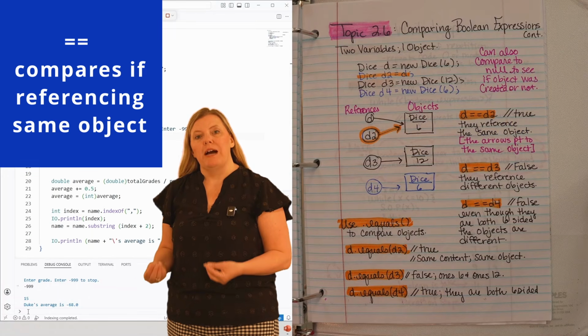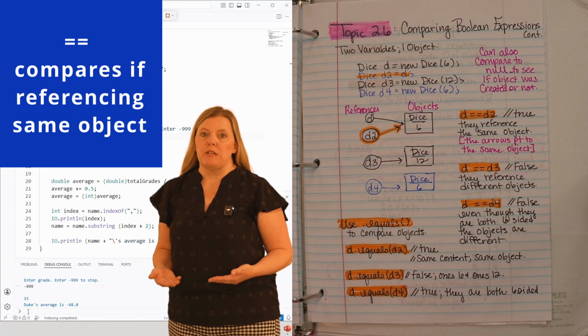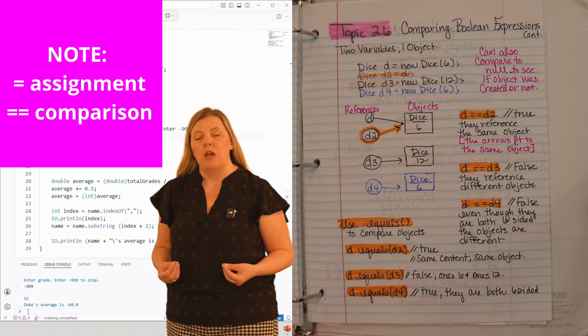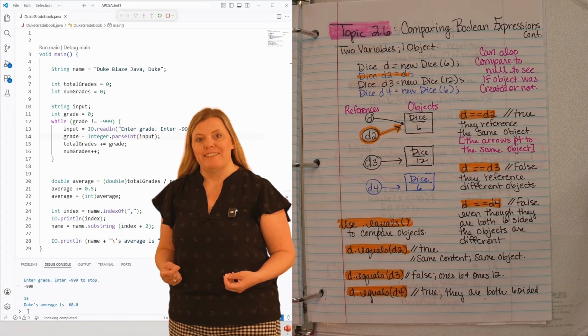Dot equals will compare the content. If you use equal equals to compare references, it will compare whether or not the two reference variables are pointing to the same object.